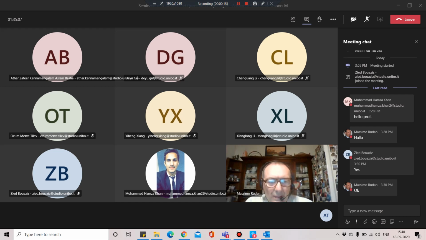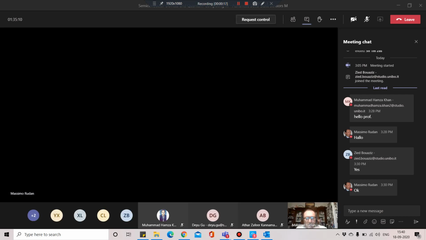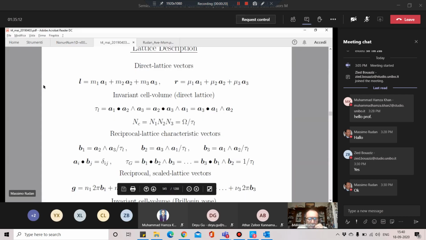So you may remember yesterday we were discussing the definition of the reciprocal scaled lattice. And we made a comparison between this construction and the relation that occurs between time and frequency in the Fourier transform of functions that depend on time.